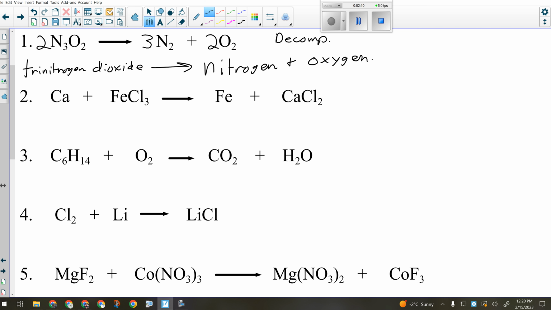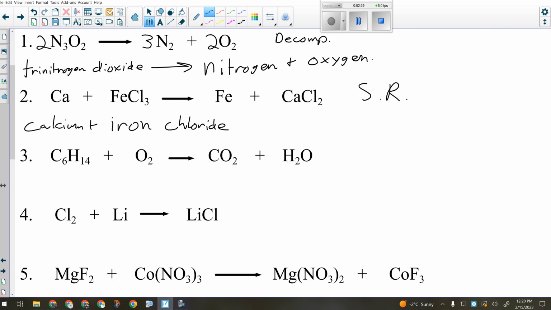What kind of reaction am I looking at? I got an element reacting with an ionic compound producing a different element and a different ionic compound. Single replacement reaction. Writing this out in words, that stuff is calcium. This stuff needs a Roman numeral in its name, because iron has more than one possible charge.